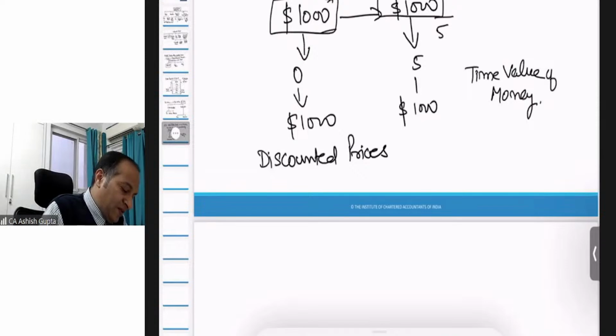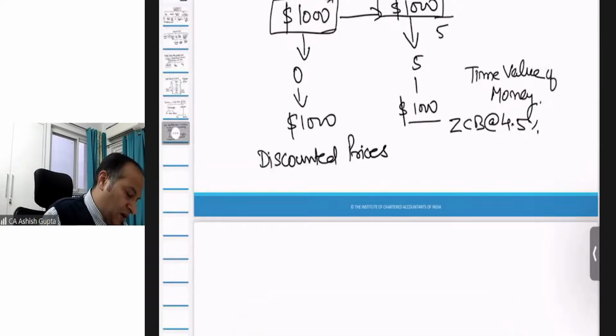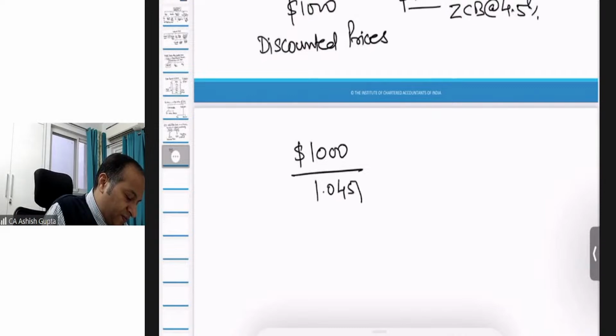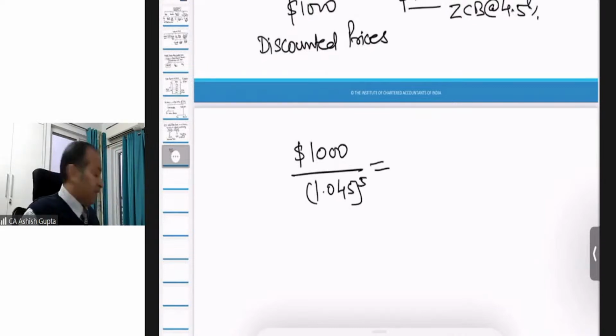So accordingly, we can say that if the zero coupon bond is issued at 4.5%, then what will be the value? Okay, let us see how the value will be computed. So we can say the value is simply computed by using the concept of time value of money. Okay, student.